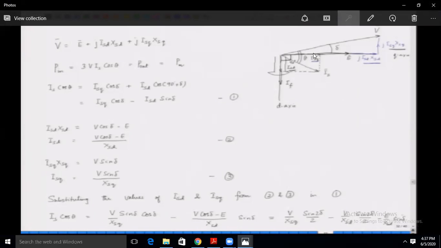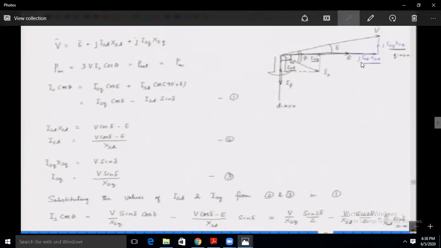Here we need to take the voltage equation as E, that is excitation, plus the drop along the two axes. One is along the direct axis and another one is along the quadrature axis. So V equals E plus j ISD XSD plus j ISQ XSQ. Here you can see this is E, this is j ISD XSD, and this is j ISQ XSQ.